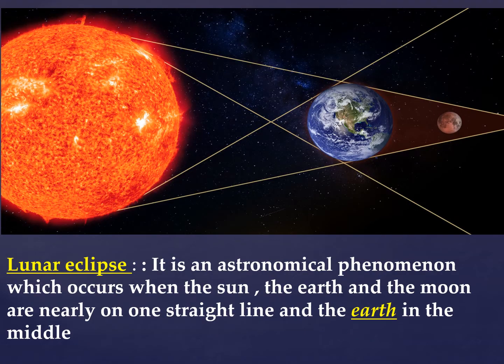So, if I ask you, what's meant by lunar eclipse? Lunar eclipse, an astronomical phenomenon which occurs when the Sun, the Earth, and the Moon are nearly on one straight line, and the Earth in the middle. So, again, lunar eclipse is an astronomical phenomenon which occurs when the Sun, the Earth, and the Moon are nearly on one straight line and the Earth in the middle.